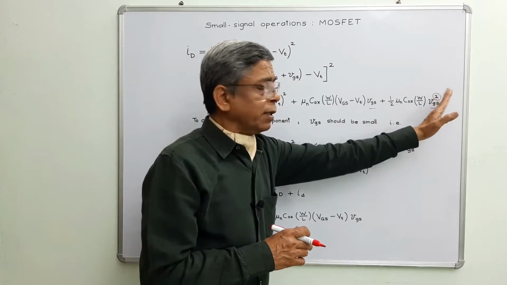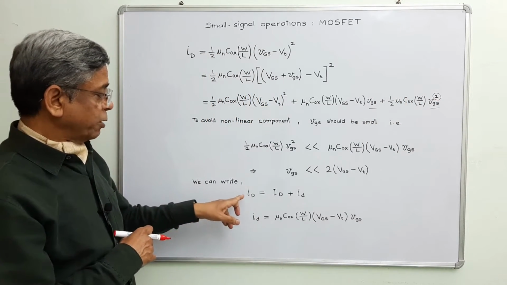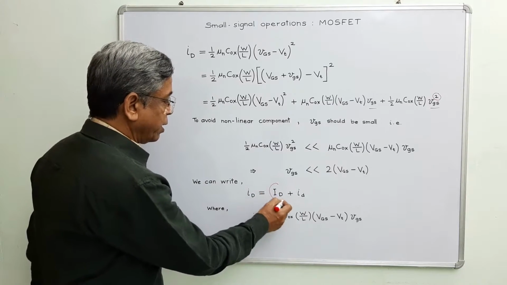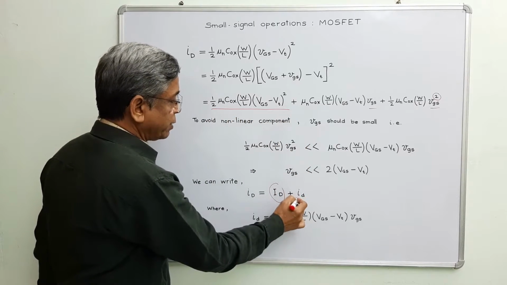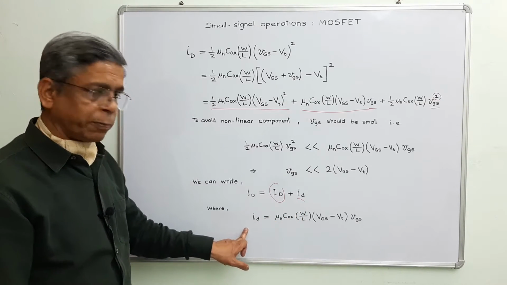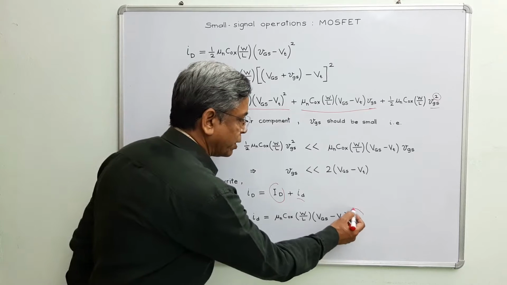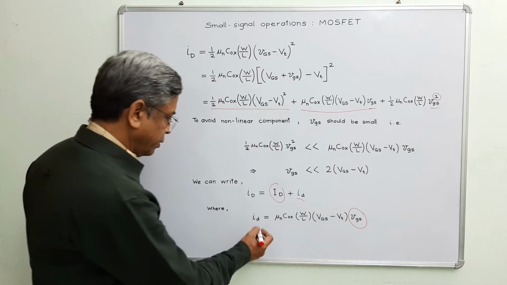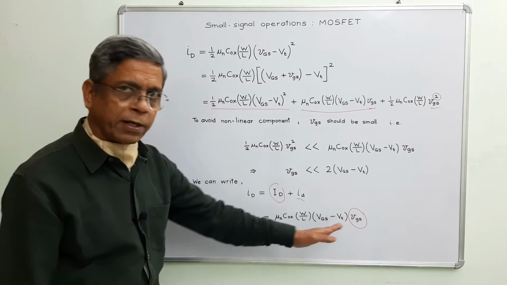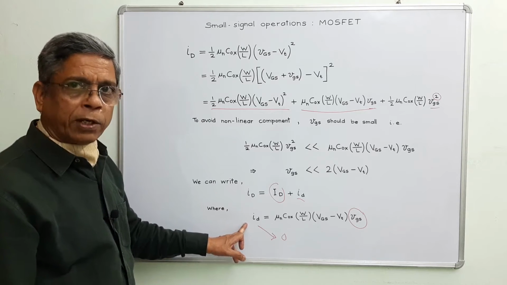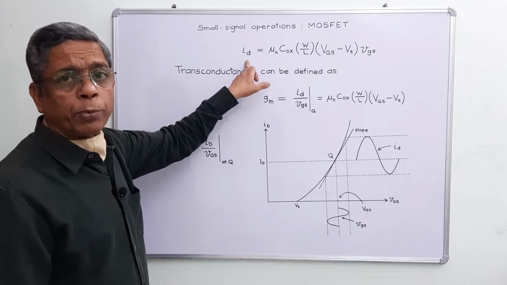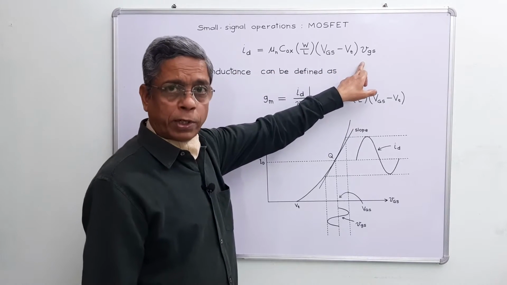Now we can neglect this component and rewrite the expression for drain current in terms of two parts, this ID and this ID. This ID takes care of this component, and this is this component. And we can write the expression for ID. This is the expression for ID, and it entirely depends upon the signal. When the signal is 0, this current reduces to 0. And this is the final form, where the signal component of current entirely depends upon the signal. So this is the expression for the component of drain current in response to the input voltage.